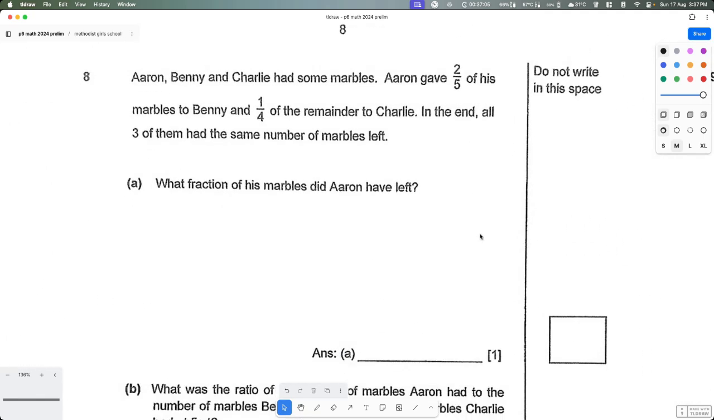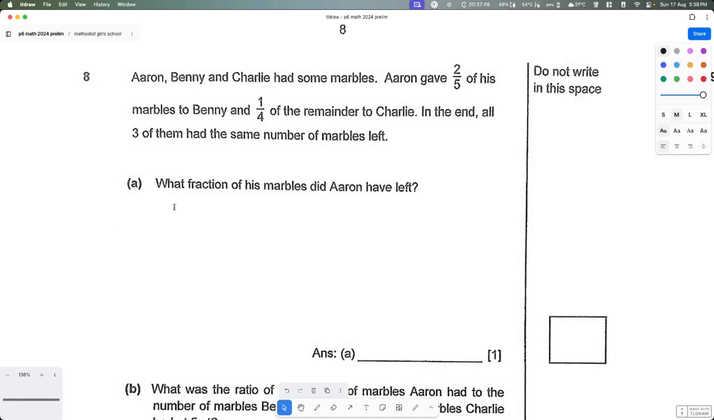Question number 8. Aaron and Benny and Charlie had some marbles. Aaron gave 2/5 of his marbles to Benny and 1/4 of the remainder to Charlie. In the end, all of them had the same number of marbles. What fraction of his marbles did Aaron have left? So part A says what fraction?